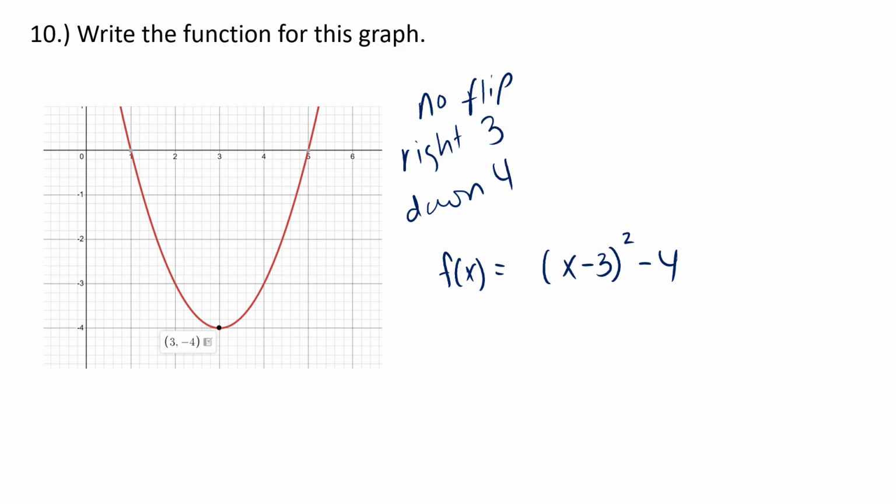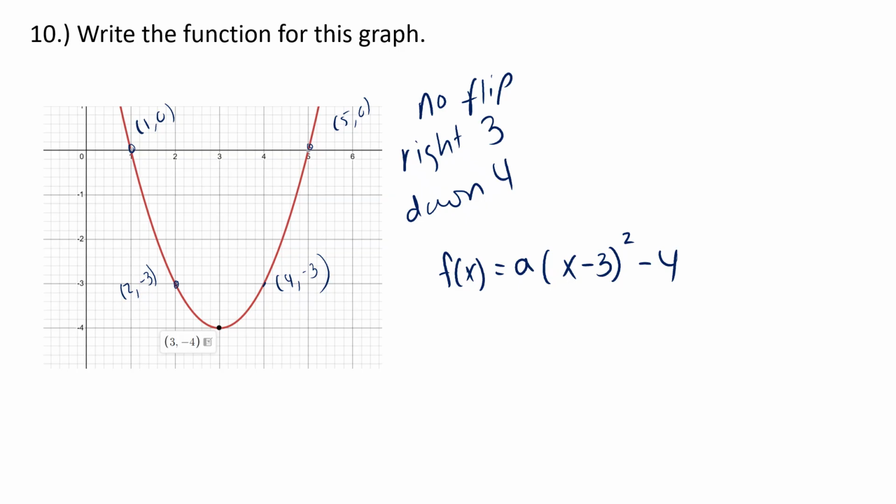What I'm not sure about, though, is this. Okay, is there a stretch or a compression on there? So if you needed to know that, here's what you do. You find a point on the parabola. So we have a lot of points to pick from. I see the point 1, 0, the point 5, 0. I see the point 2, -3. I see the point 4, -3. All of those look good.